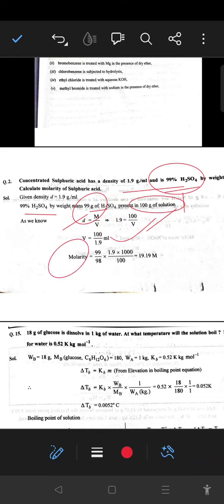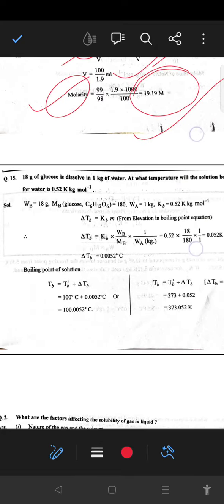So molarity, the formula: number of moles of solute dissolved in volume of solution. By this formula we can calculate the molarity value. This is the first question.